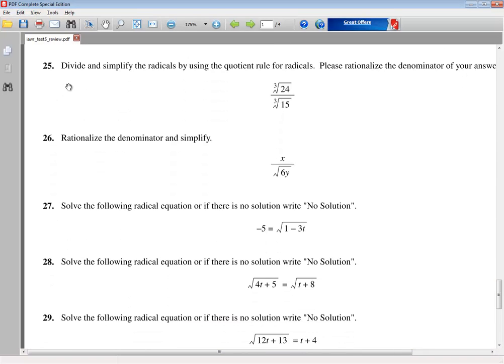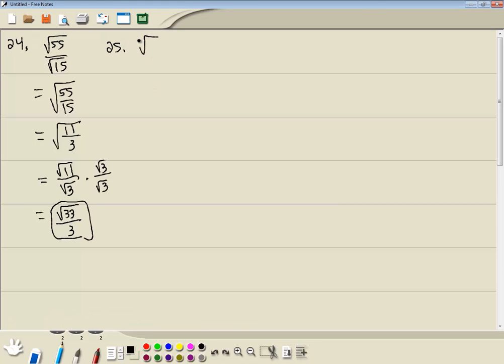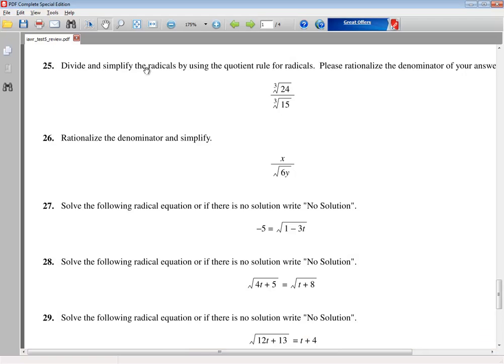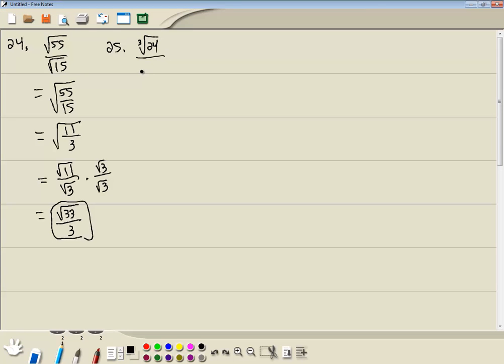Now 25. We've got the cube root of 24 over the cube root of 15. Well, it looks like I could merge these together temporarily into a single fraction as a start, because they're both divisible by 3. So we'll have the cube root of 24 over 15. And like we said, both of those are divisible by 3. 24 divided by 3 is 8. 15 divided by 3 is 5.